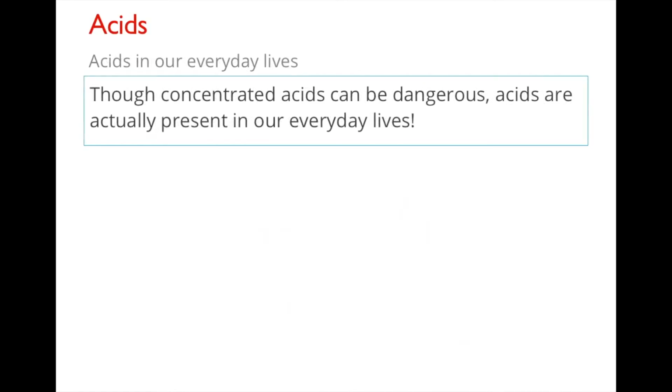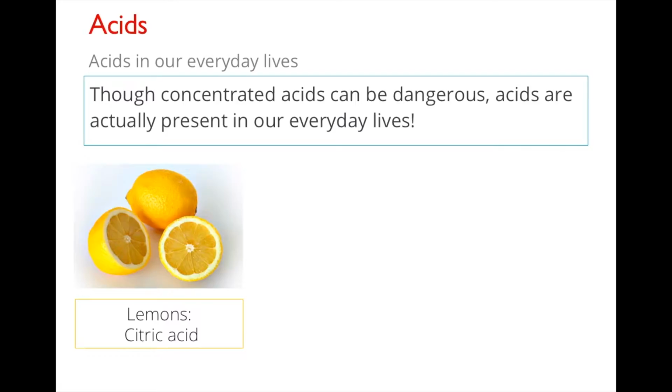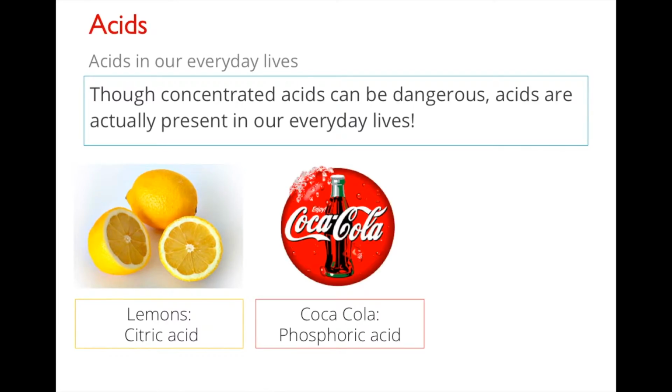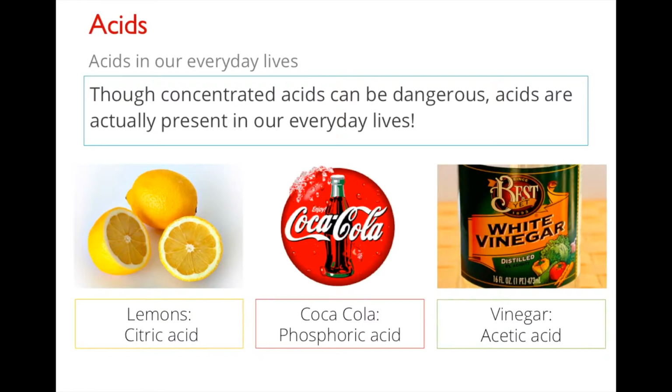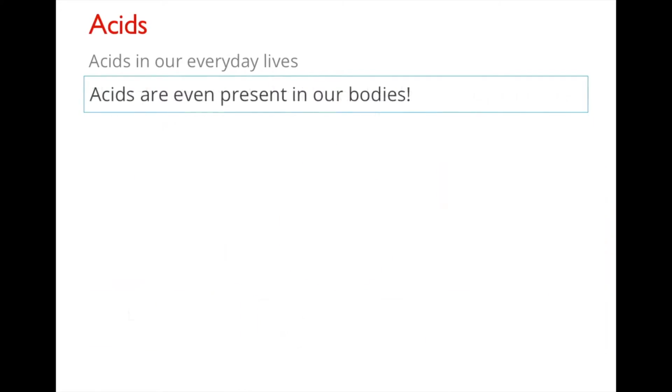So acids are actually present in our everyday lives, even though concentrated acids are dangerous. We have citric acid from lemons. Coca-Cola actually contains phosphoric acid, and vinegar contains acetic acid. Now, acids are even present in our bodies. Do you know where they are found?